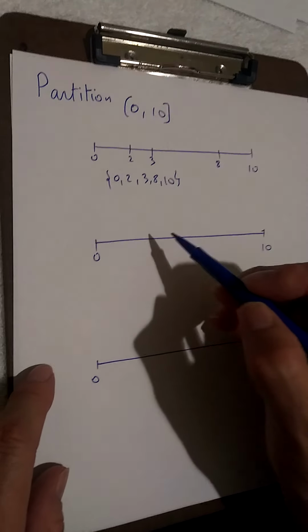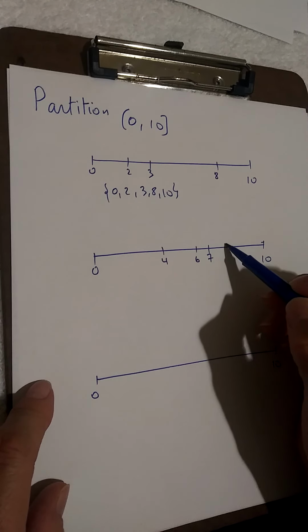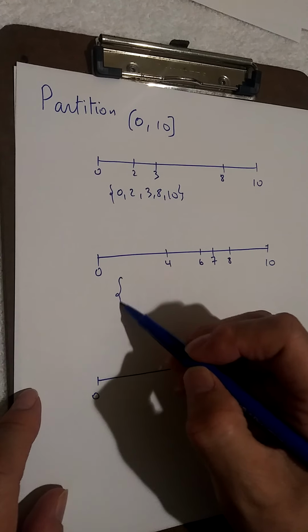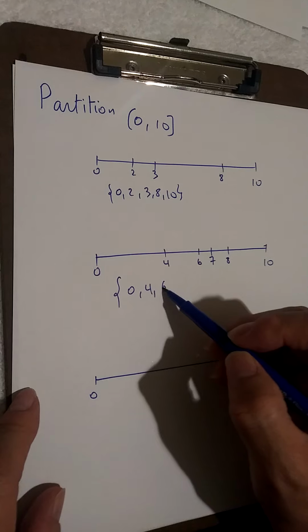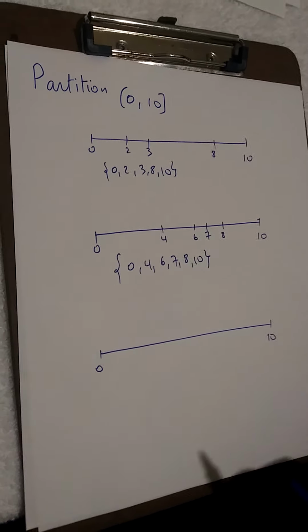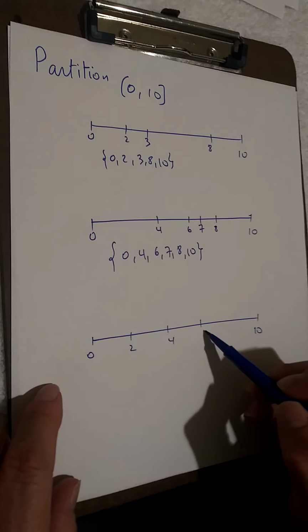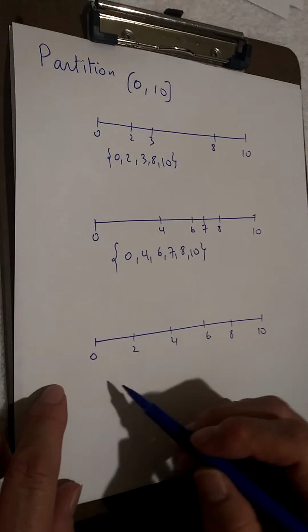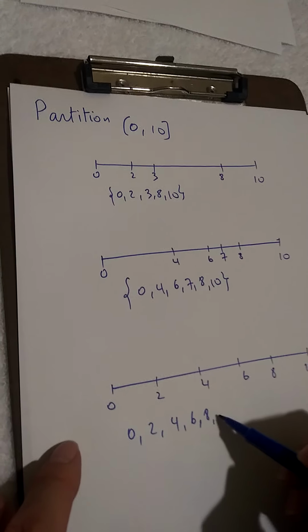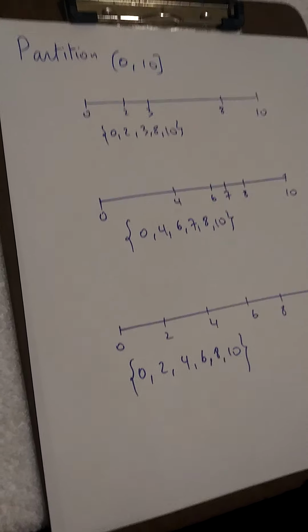I can also say from 0 to 4, 4 to 6, 6 to 7, 7 to 8, 8 to 10. I can partition it any way I want. So this is the partition. Or I can say 0 to 2, 2 to 4, 4 to 6, 6 to 8, 8 to 10. So the partition is this. So a partition is just a way to slice up an interval.